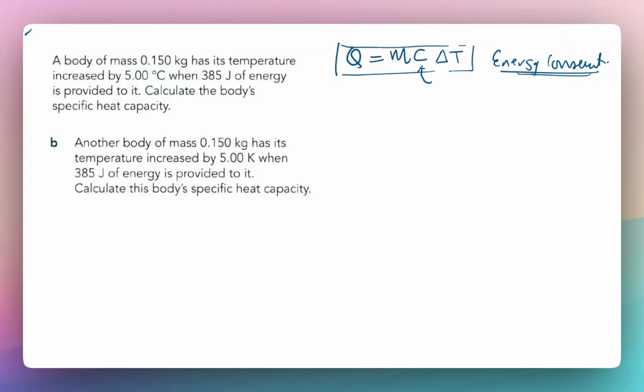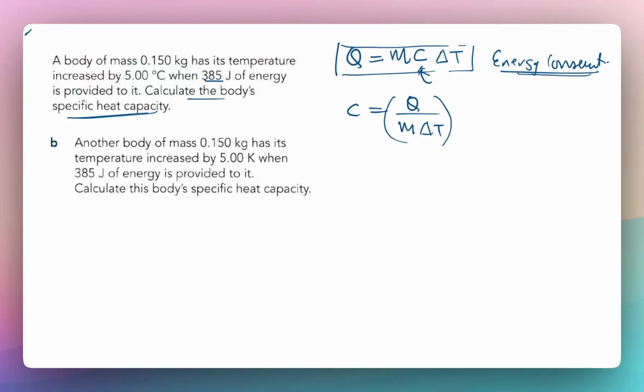So let's start with our question number 1, which says a body of mass 0.15 kilogram has a temperature increased by 5 degrees Celsius when 385 joules of energy is provided to it. Calculate the body's specific heat capacity. So it is asking us to calculate C. So clearly the C will be simply Q divided by M delta T. If we have all these three values, we will be able to calculate this pretty easily.